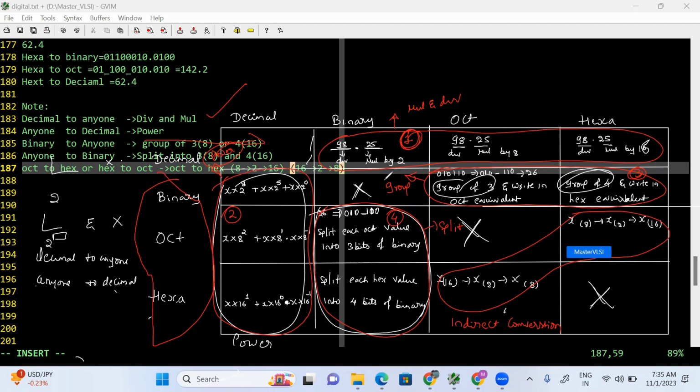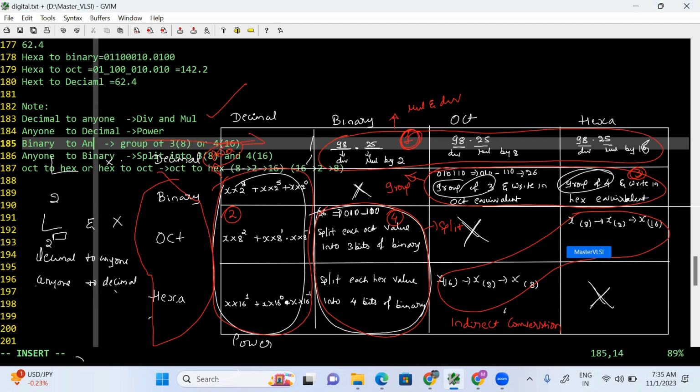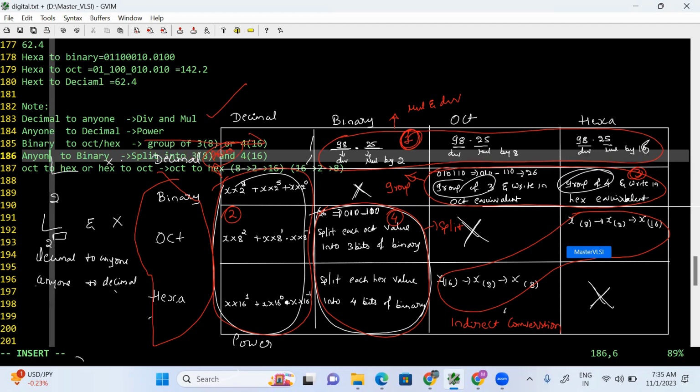But if we are leaving these two here, I'll do one thing. Instead of any one, shall I make it oct or hex here? That is more specific, correct? Binary to oct or hexa, group of 3 or 4. Oct or hexa to binary, split 3 or 4. Indirect this way. Clear? Okay.